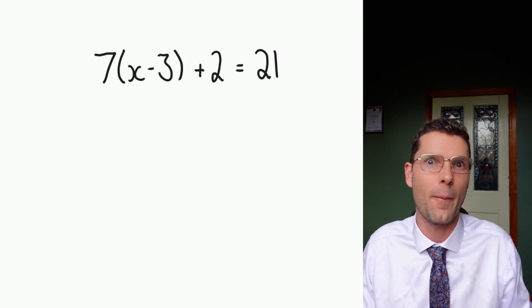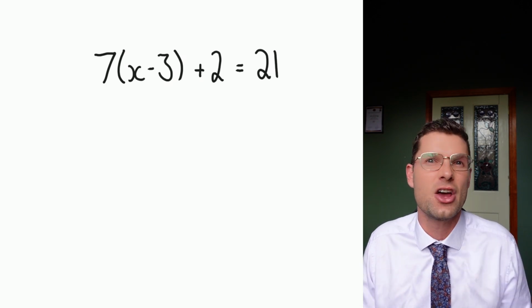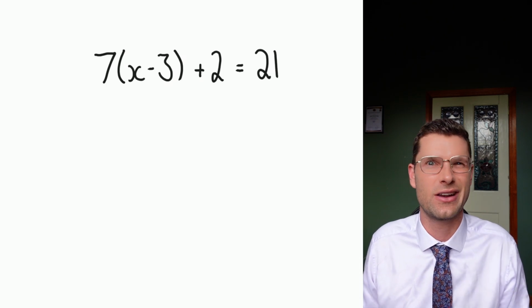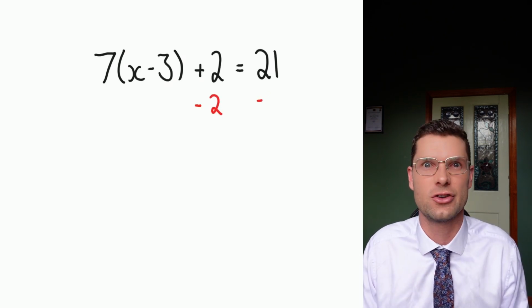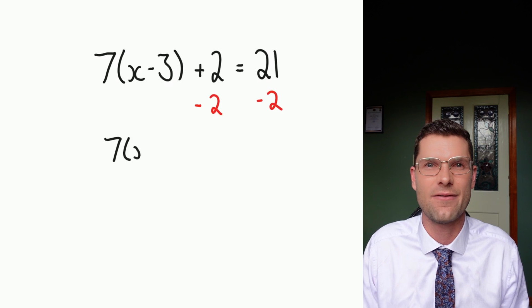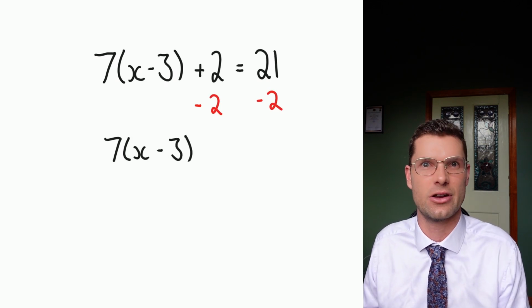The other way that you could do it is see that that plus 2 is the furthest thing away from my letter at the very start. So I could just get rid of that first. Because it's plus 2, I could minus 2 to both sides. Now I've got 7x minus 3 is equal to 19.